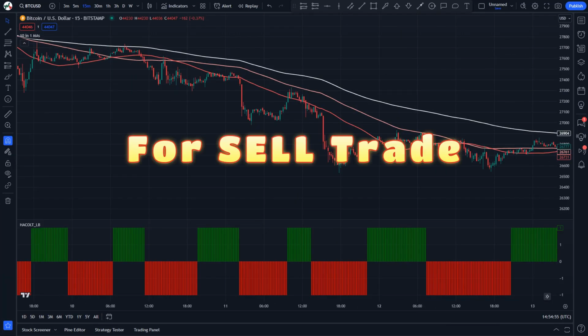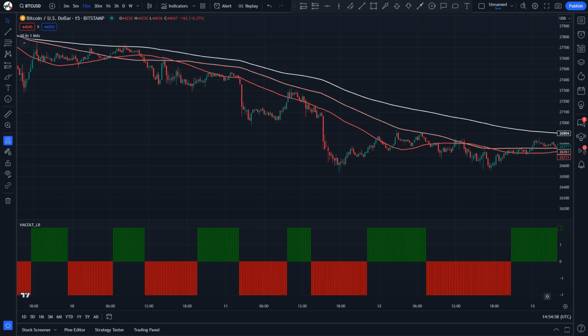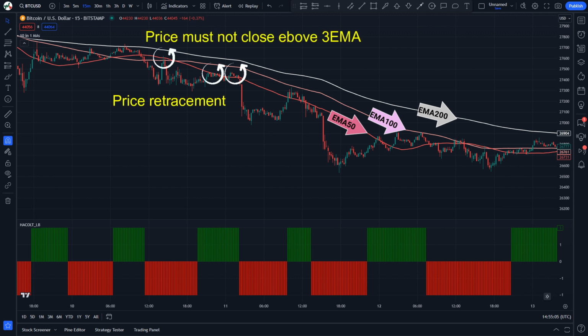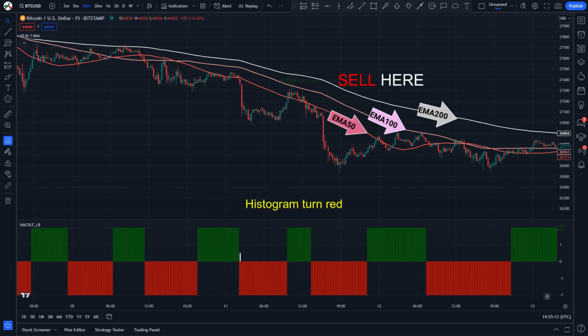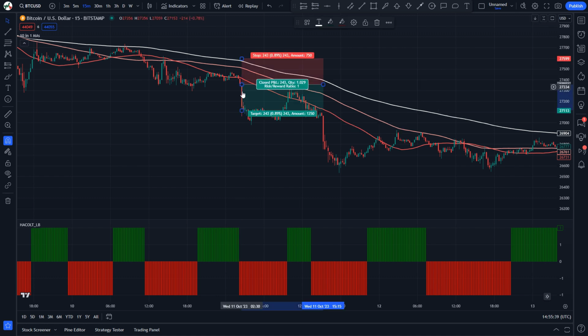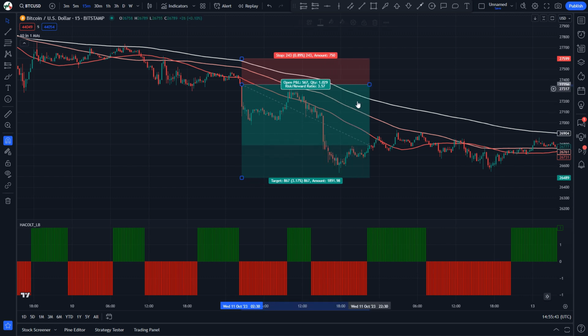Now let's learn the rules for a sell trade. First, the price must be closed below all three EMAs. The EMAs must be aligned properly. Keep that in mind too. The price must find resistance at the 50 EMA. The Heiken Ashi oscillator must turn from red to either flat or green. We open a short trade when the histogram turns red. This trade was also very successful.